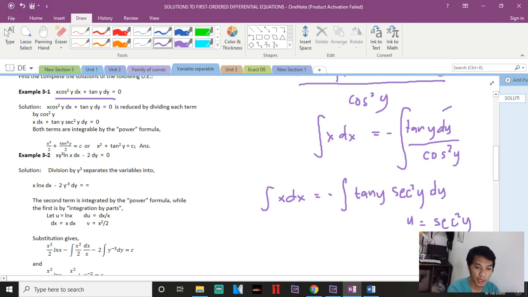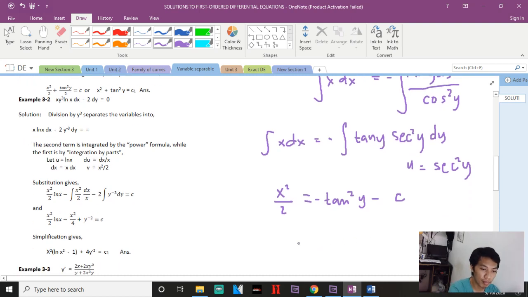So, you have two tangent terms. By power rule, okay, I can now integrate this. This will be x squared over 2. By power rule, minus tangent squared y. Okay? Equal to negative tangent minus c. So, further simplifying, this will become x squared over 2 plus tangent squared y equal to c.